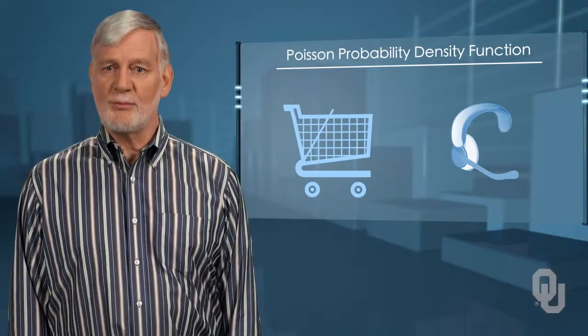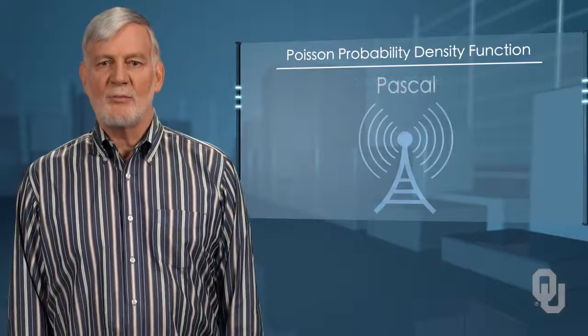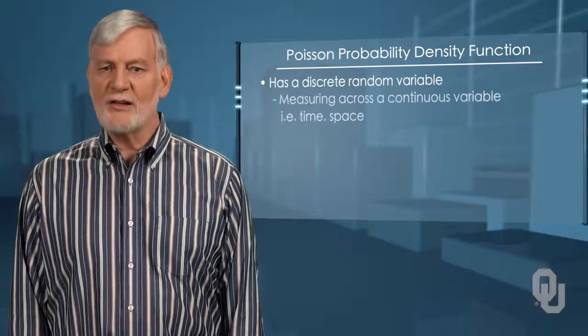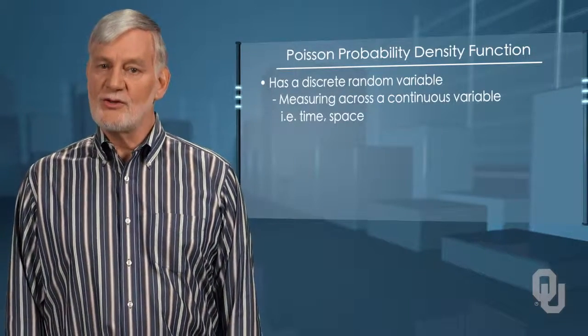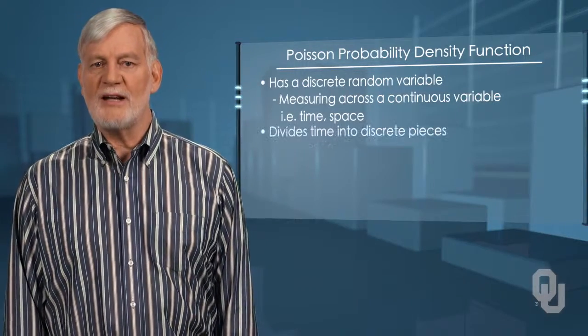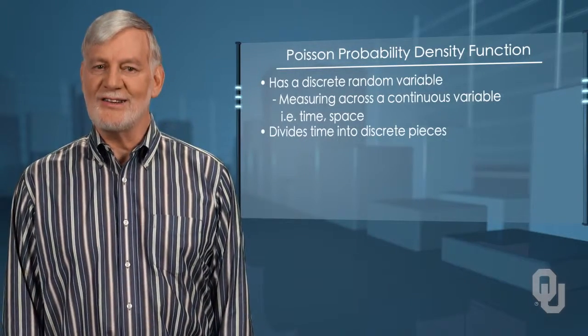A modification of the Poisson, the Pascal, developed more than 4 centuries ago, is used today by telecommunications companies worldwide for load factors, satellite hookup levels, and internet capacity problems. The Poisson distribution has a discrete random variable, although it is measuring across a continuous variable, usually time or space. This distribution solves this problem by dividing time into discrete pieces.